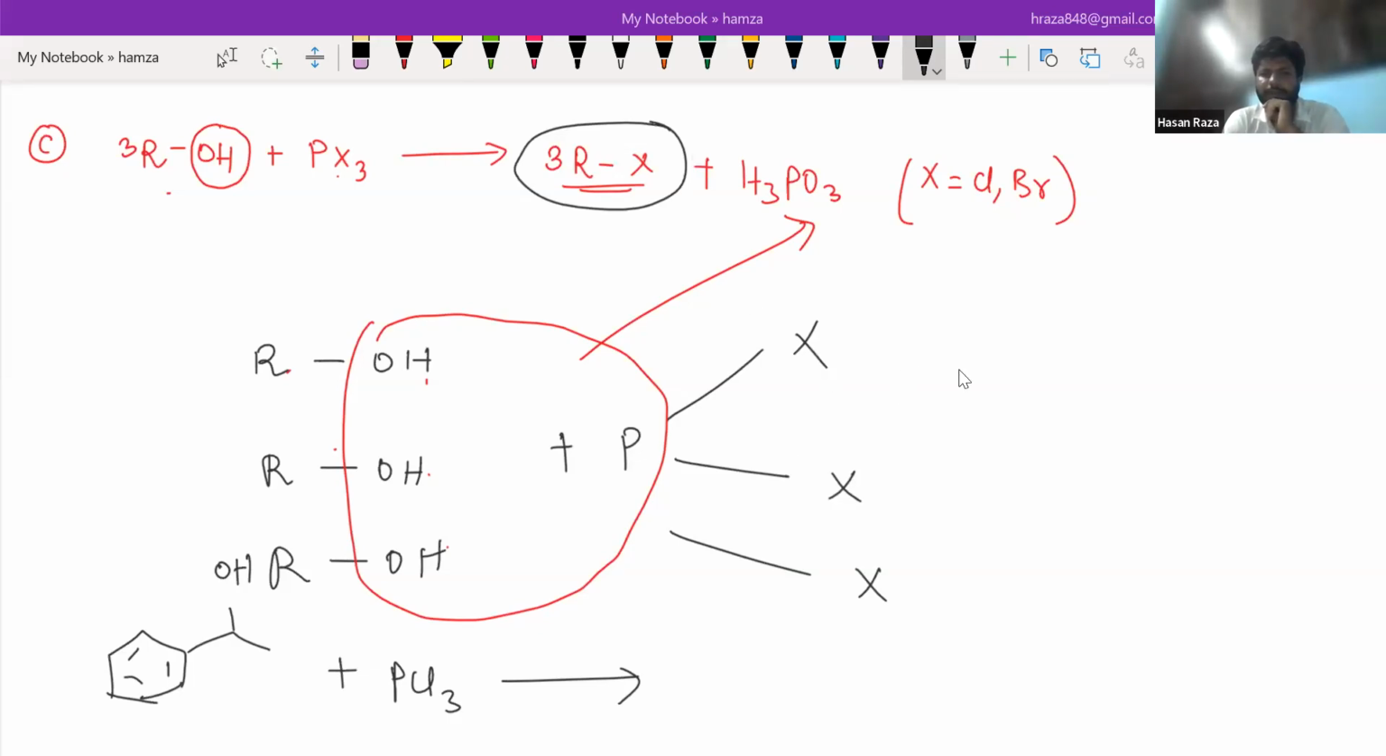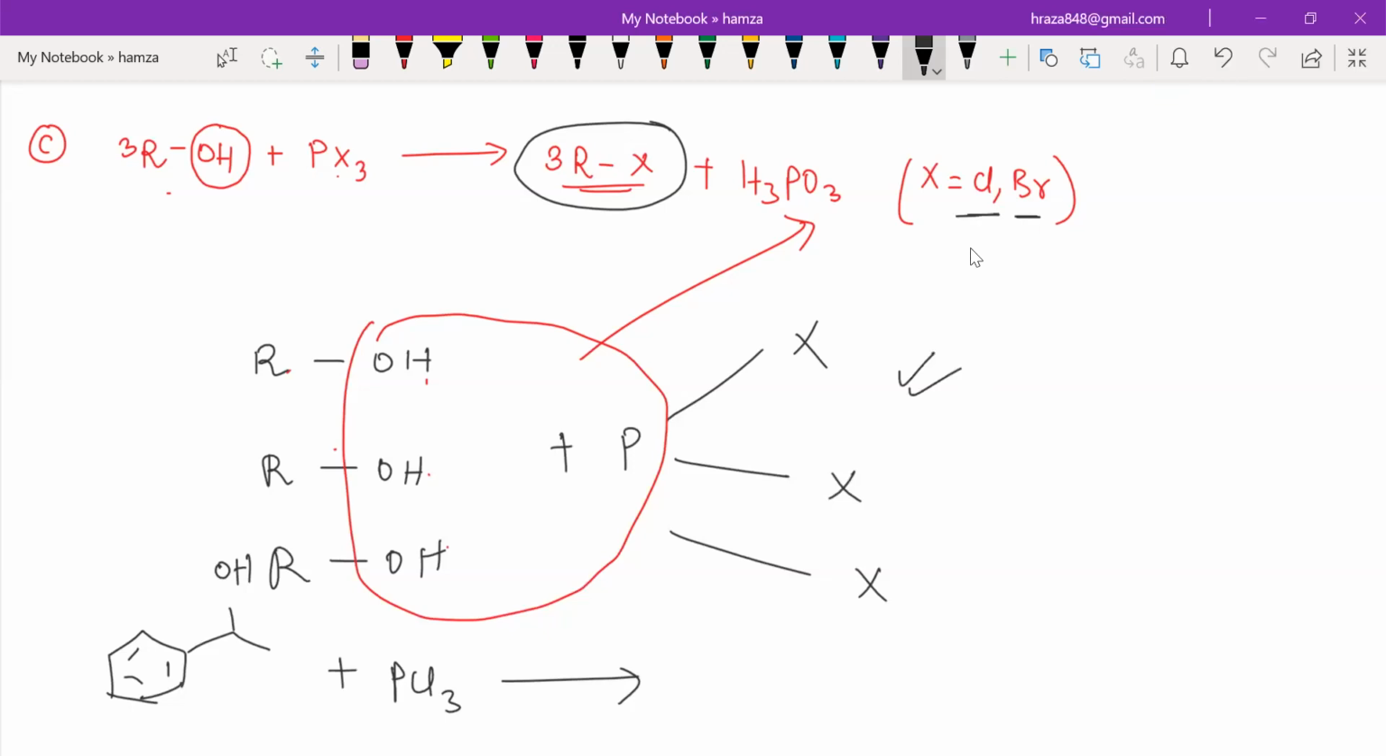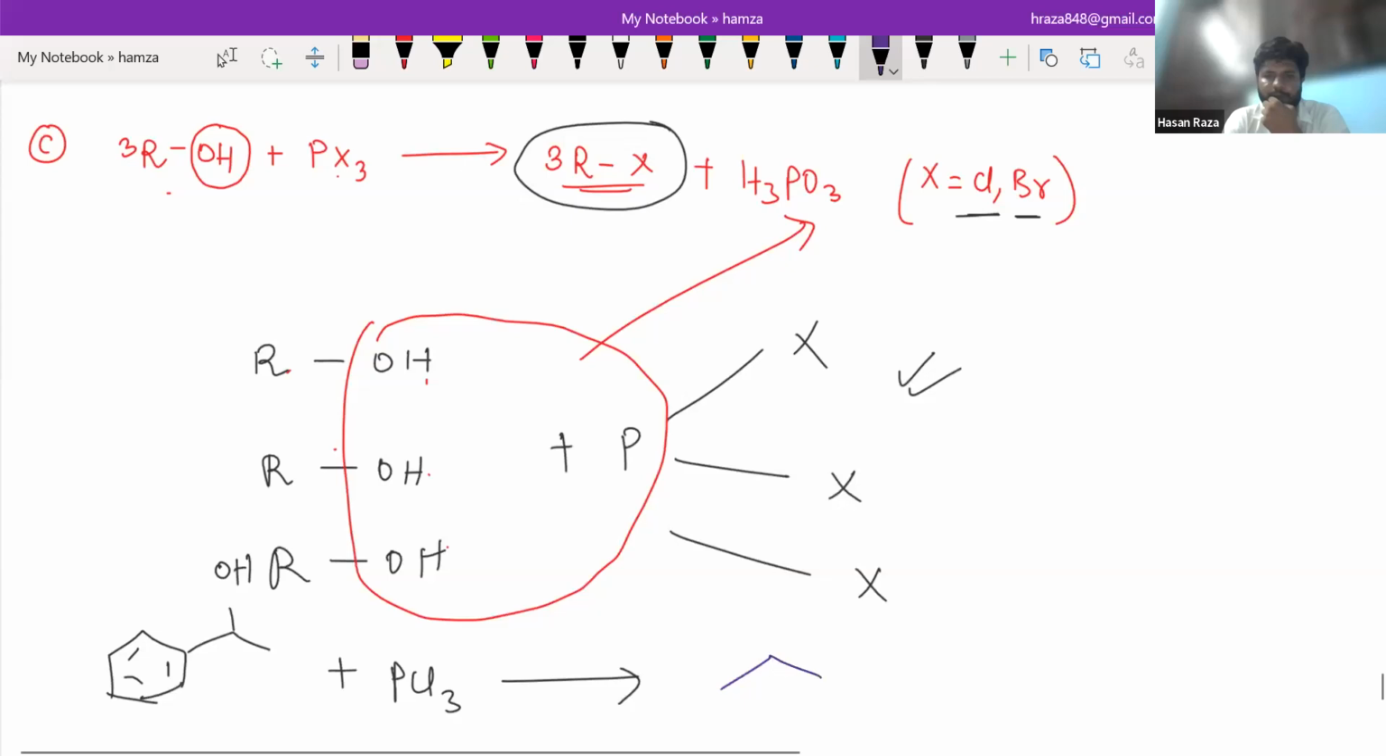Everyone done with this? This reaction is only for chlorine and bromine. Let me know when you are done with this. Yes, sir. Very good, Sneha. What is the product? The product I'm going to write will be just replace this OH with the Cl. And what will be the byproduct? H3PO3.